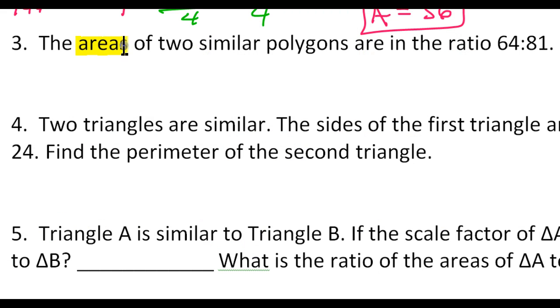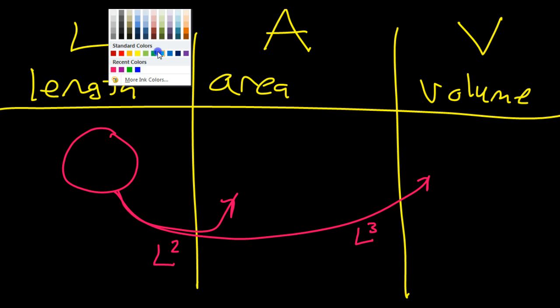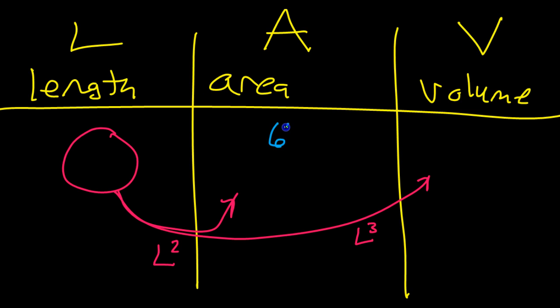Okay, the areas of two similar polygons are in the ratio 64 to 81. So this is an area ratio. Let's go back to that black screen again. Okay, so they're giving us an area ratio of 64 to 81. That's an area scale factor. What is the length scale factor that would give you this area scale factor? Well, 8 squared is 64, and 9 squared is 81. So the length scale factor must be 8/9.